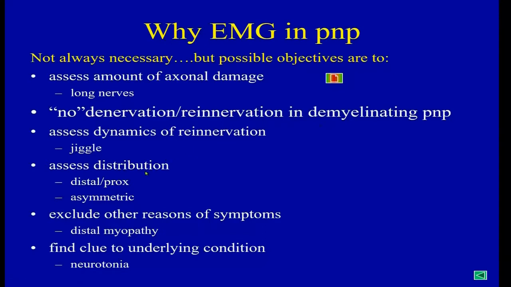We have asymmetric and patchy involvement in multifocal motor neuropathy and in other conditions as well. And we have to exclude other reasons for the symptoms, for example, a distal myopathy that may look like a radial involvement. And sometimes we find neuromyotonia or neurotonia as a specific finding in some neuropathies.